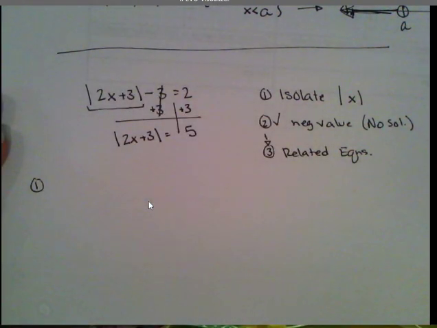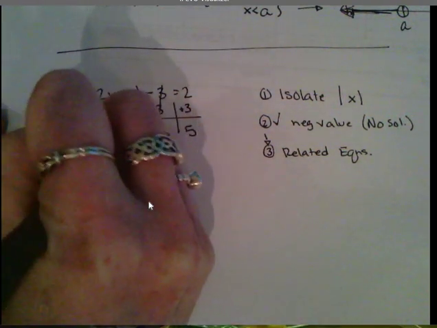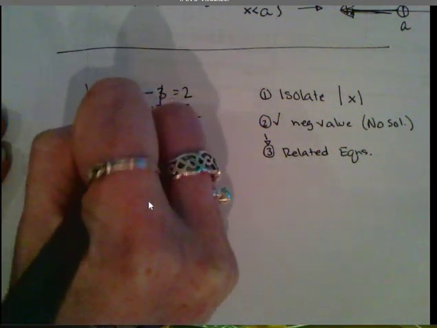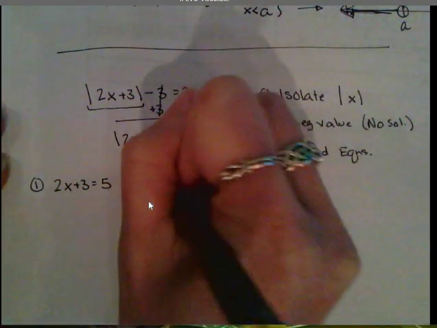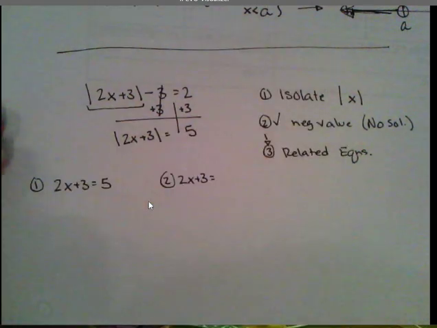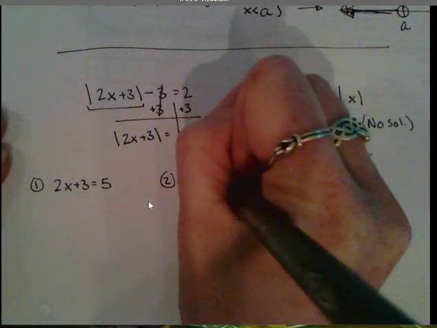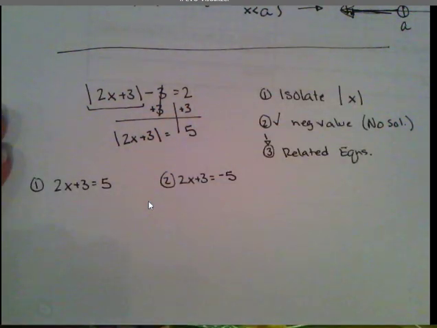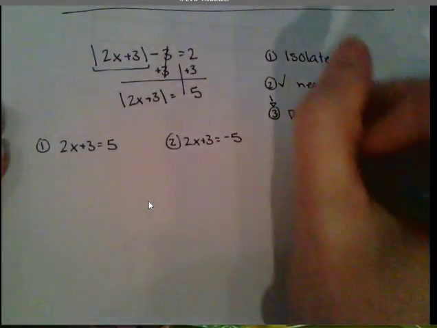Okay, so first equation, nothing changes. All we do is get rid of those absolute value bars. So it should look like 2x plus 3 is equal to 5. Then for my second equation, 2x plus 3, but instead of 5, we take that right side of our equation and we multiply it by a negative 1. Negative 5.